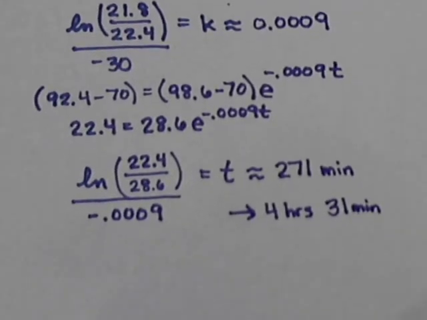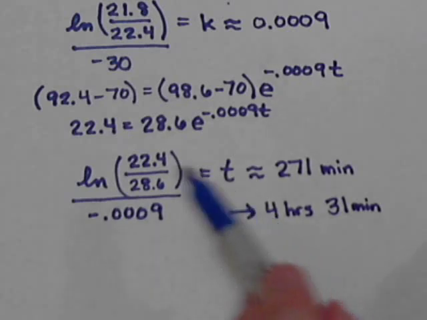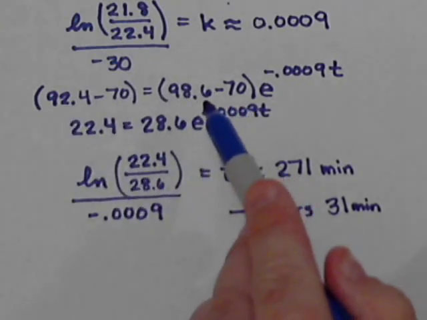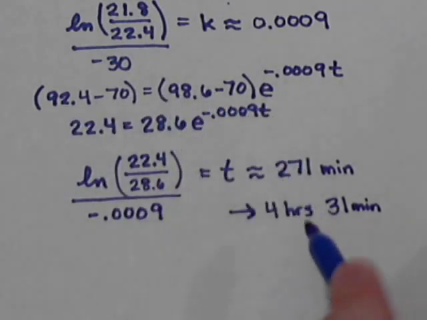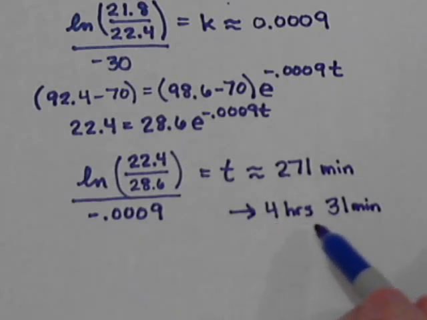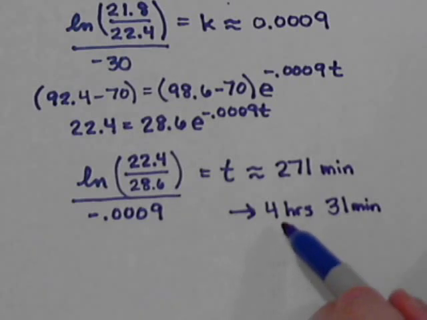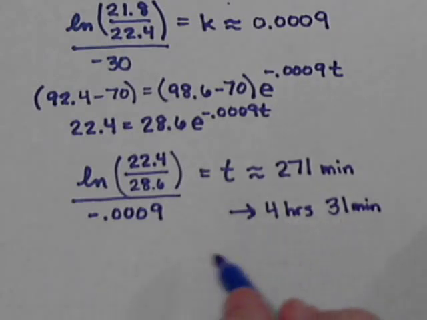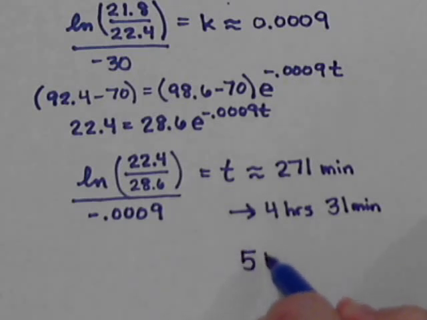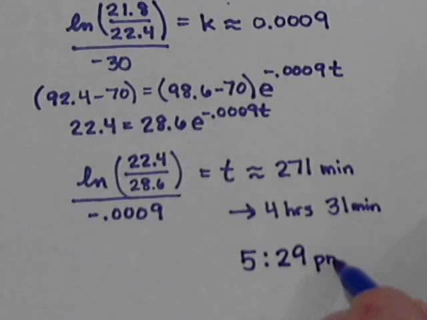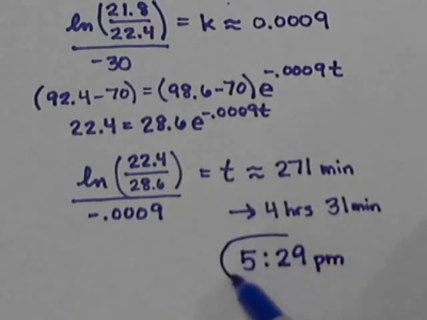Okay, so what time would that be? We calculated it for when the body was found at 10 p.m. So this means the body had been there for 4 hours and 31 minutes. If we go back 4 hours, that gets us to 6 p.m. Then if we go back 31 more minutes, that hits us a time of 5:29 p.m. for the estimated time that the person died.